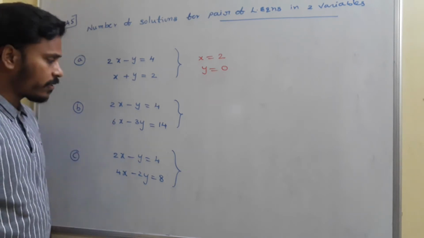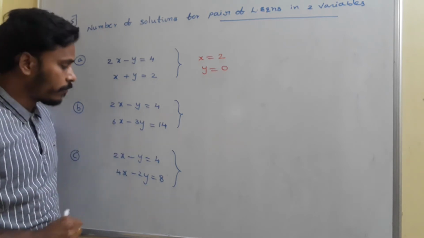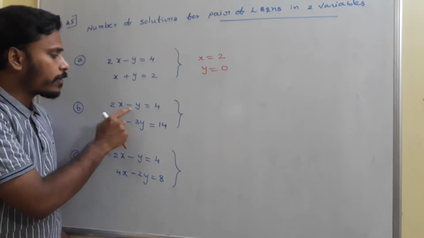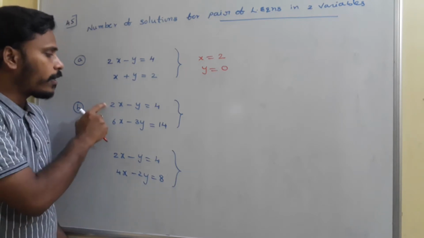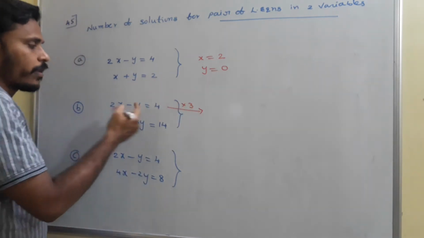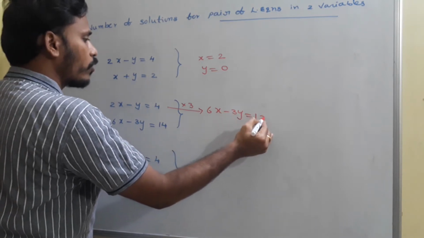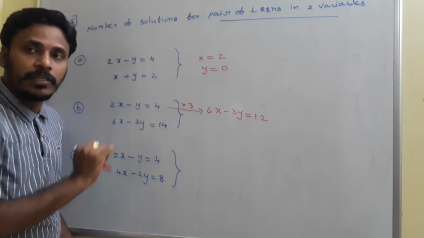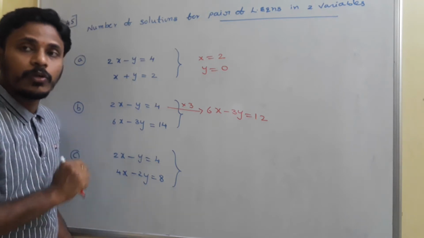Coming to the second case, we need to look at the equations first. 2x minus y is equals to 4 is one equation, 6x minus 3y is equals to 14 is the other equation. If you multiply the first equation with 3, what will happen? It clearly gives us 6x minus 3y is equals to 12. So the first equation is simply nothing but 6x minus 3y is equals to 12, whereas in the second equation it is given that 6x minus 3y is equals to 14.